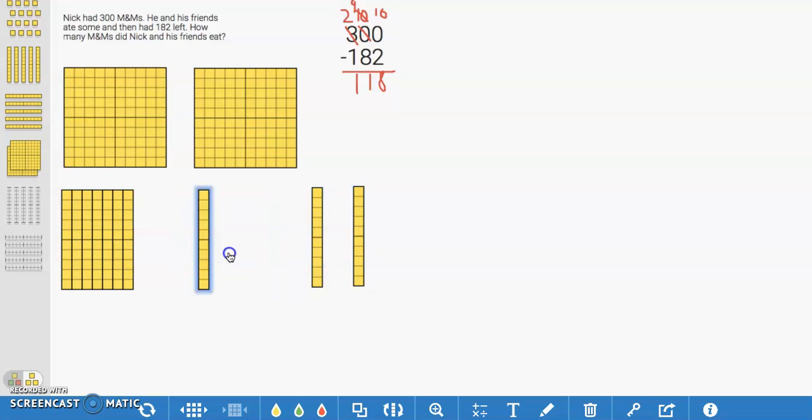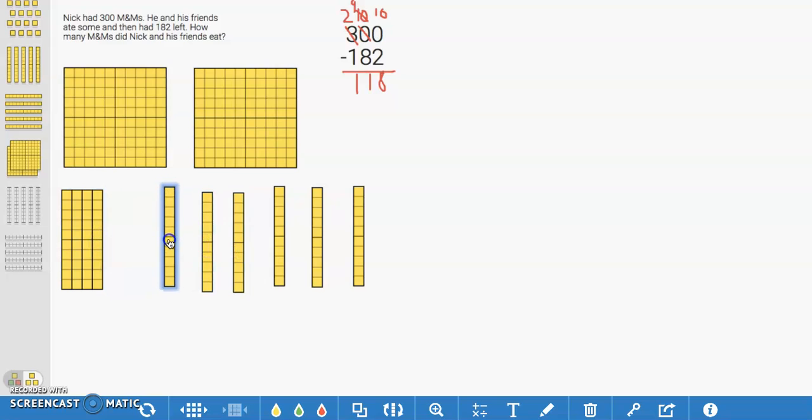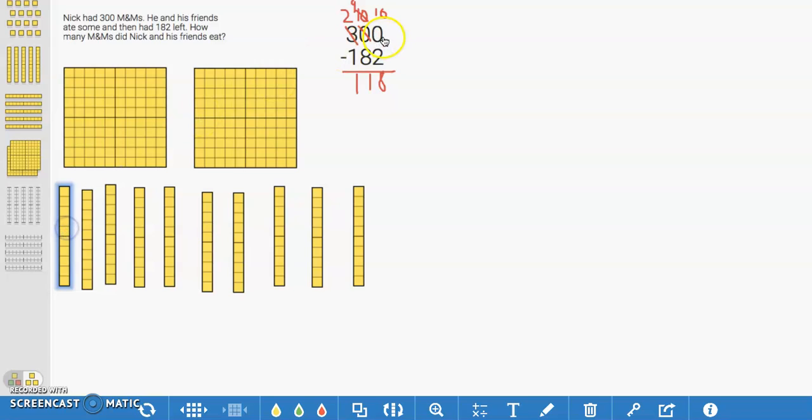Just like on the U.S. standard algorithm, we took one of our 100s and we turned it into 10 in the tens place. Now we still don't have any ones, just like we didn't over here in the U.S. standard algorithm. So we're going to take one of our tens and we're going to break that up into 10 ones. So now we are left with 9 tens, 10 ones, and 2 100s, just like over here.